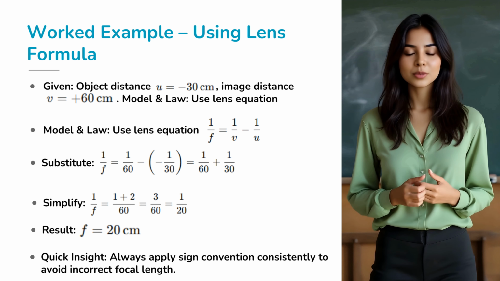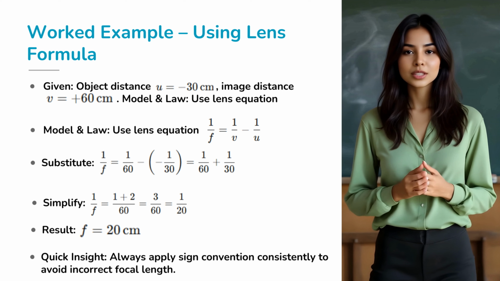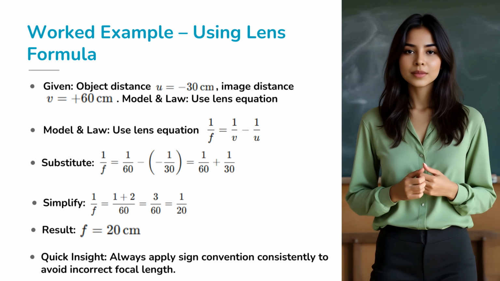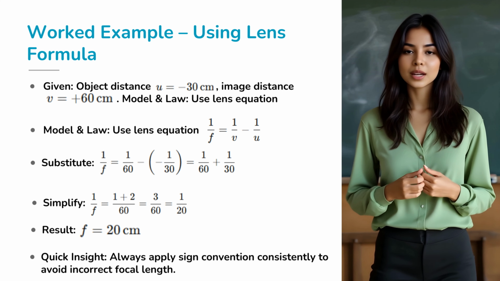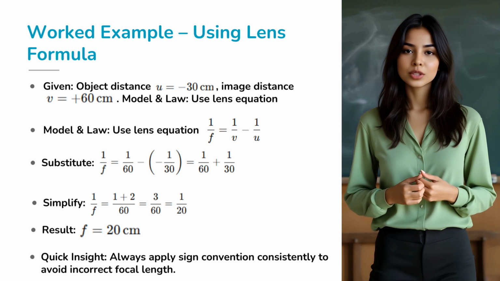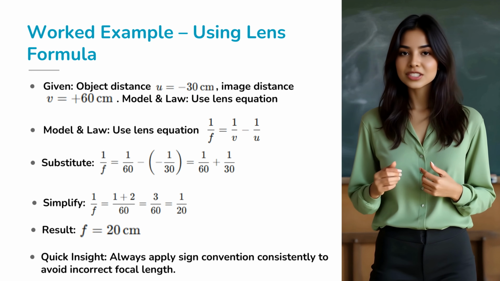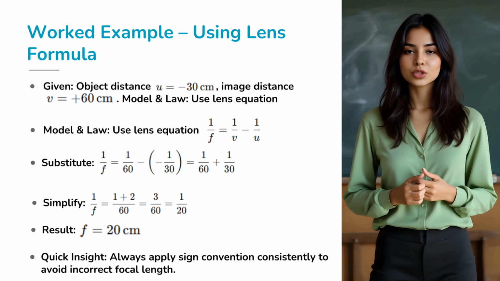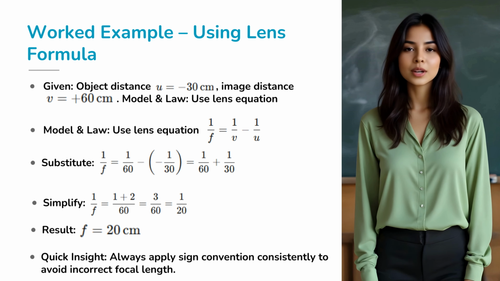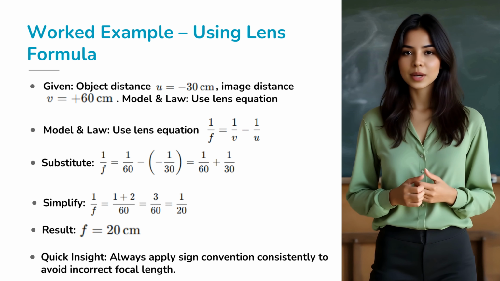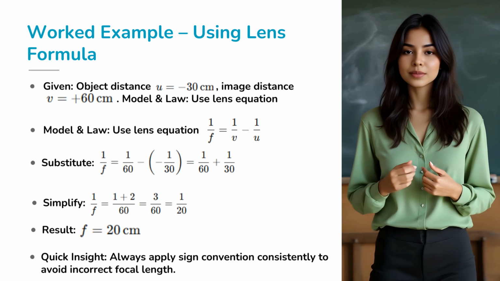The two negatives make a plus, so this becomes 1 divided by 60 plus 1 divided by 30. Now we simplify. 1 divided by 60 plus 1 divided by 30 equals 1 plus 2 divided by 60, which is 3 divided by 60. That reduces to 1 divided by 20. So finally, 1 divided by f equals 1 divided by 20, and therefore the focal length f is 20 centimeters.